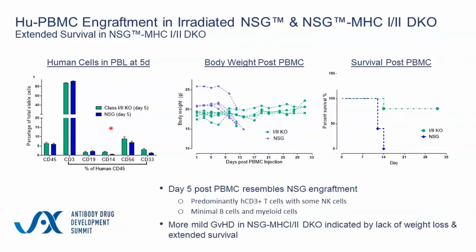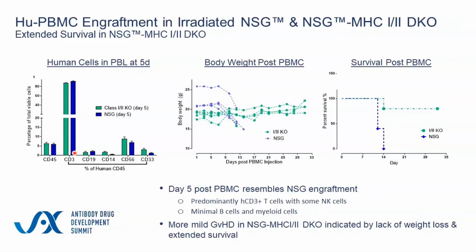We can see that there's about a 6% engraftment within these human CD45 positive cells in the peripheral blood of these mice. We can then break it down further and ask what the different subsets are that are engrafted at this early stage, and it's primarily dominated by human T cells, as measured by looking at CD3.